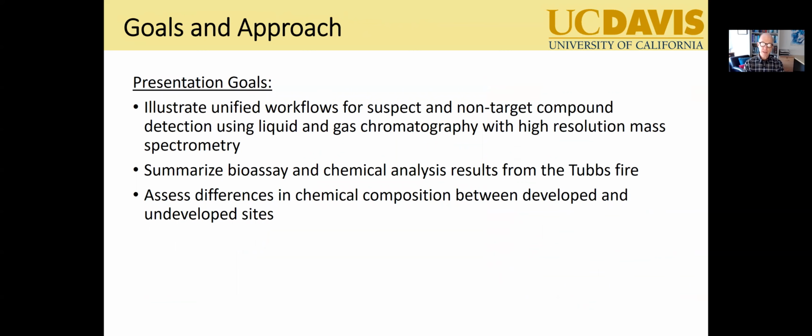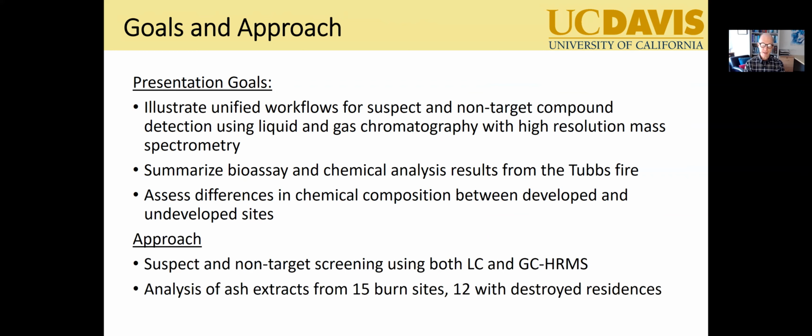So what I want to do today is to show you how we do this analysis. We have a unified workflow that applies to both LC and GC high-resolution mass spectrometry data, and then how we connect that to the bioassay results that we obtain, and then to just talk a little bit about the chemical composition difference and whether that matters to what we're trying to say something about, which is toxicity. And as I've already mentioned, we're using these two instrumental platforms, both LC and GC instruments. And we've got a total of 15 sites, 12 of them with residences that were destroyed.